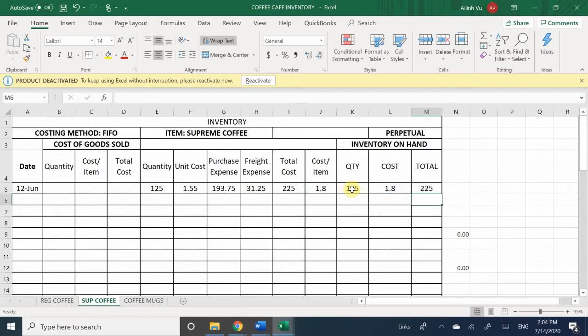Okay, so your total is $2.25. Just 1 second. Okay. So now we know that every time we make a sale, we need to adjust our inventory. Because we need to take out of inventory, but also we need to calculate the cost of goods sold.